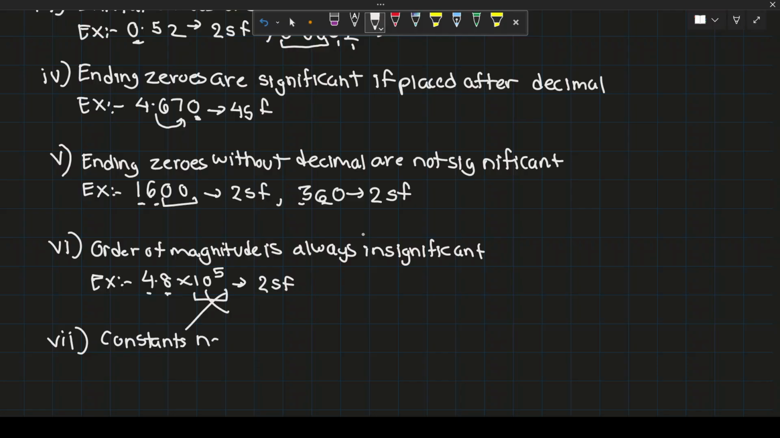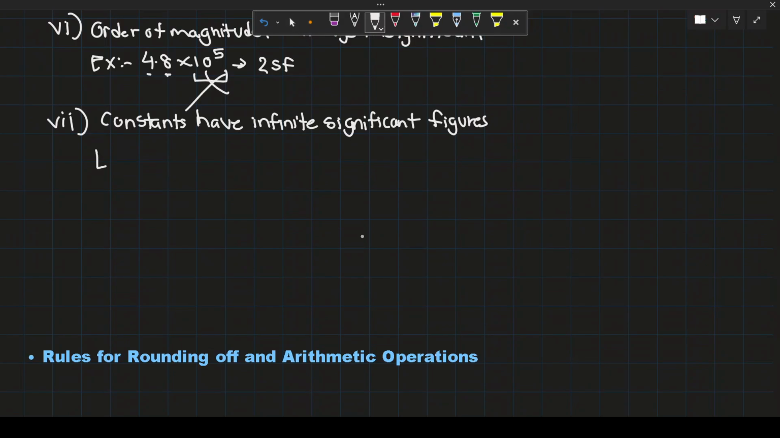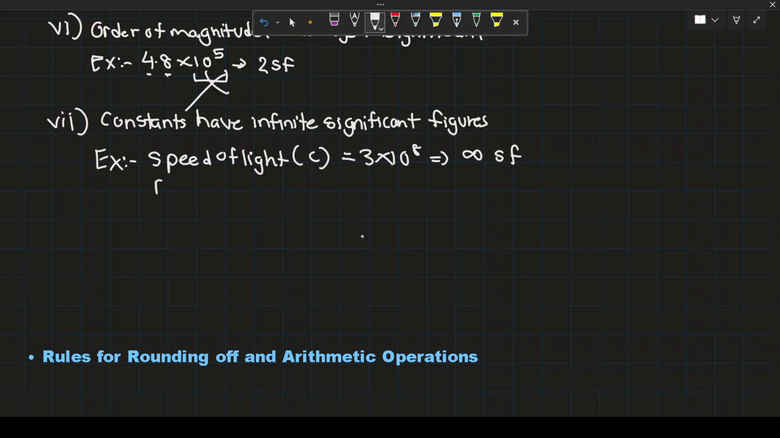Seventh rule, that constants have infinite significant figures. Like let's say for example speed of light. Speed of light, if you all know, represented by c, which is 3 into 10 to the power 8, will have infinite significant figures. Let's say refractive index. Refractive index is represented by mu. Let's say 1.5 will have infinite significant figures.